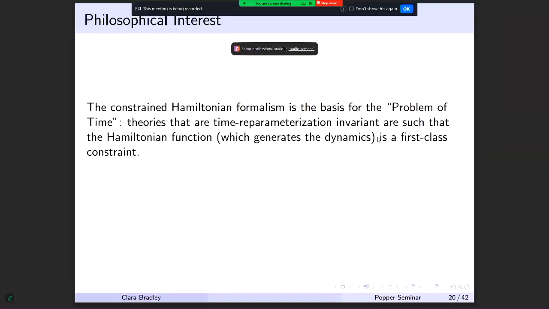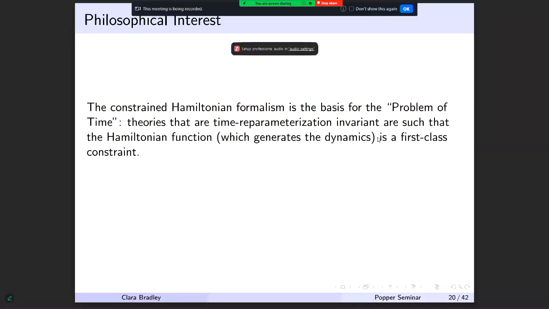The second kind of philosophical interest is that there's a deep philosophical puzzle that arises in the Hamiltonian way of doing gauge theories, called the problem of time. Essentially, for theories that have a certain kind of symmetry, called time reparameterization invariance, which importantly includes theories like general relativity, one finds that the Hamiltonian function, the thing that gives the dynamics, is itself one of these constraints.